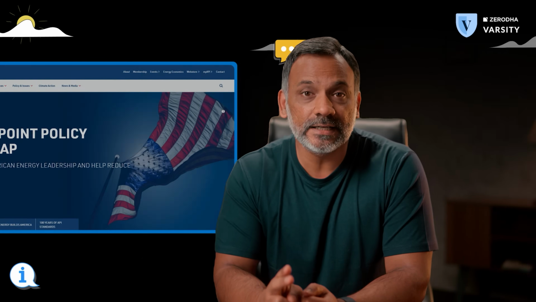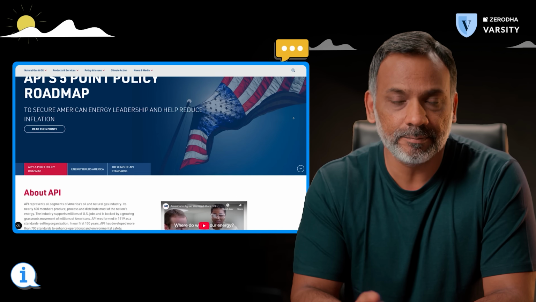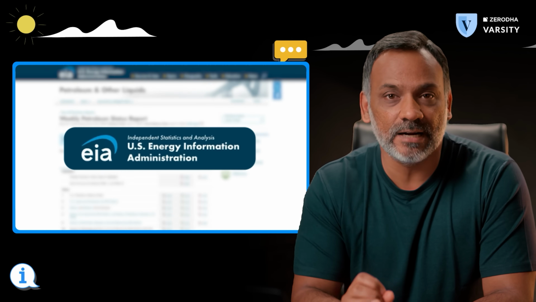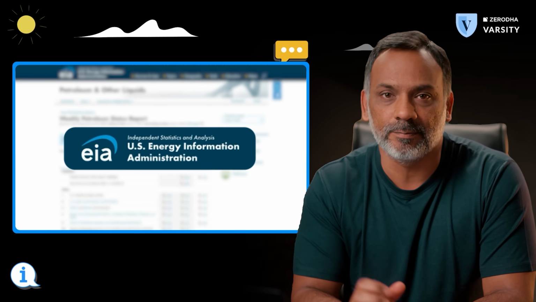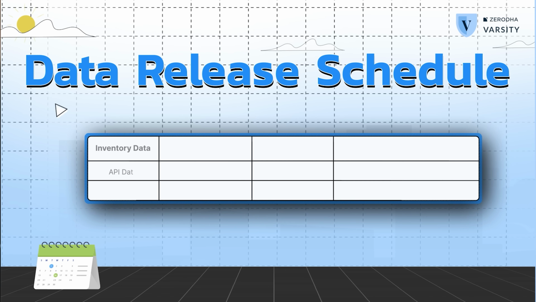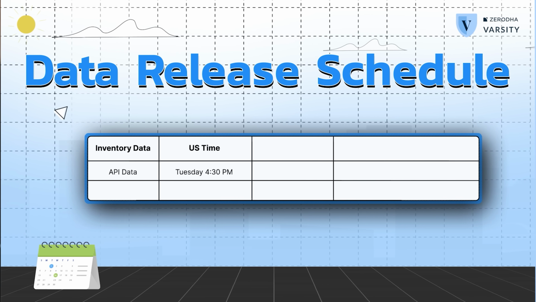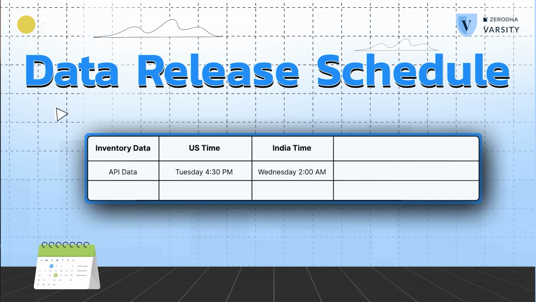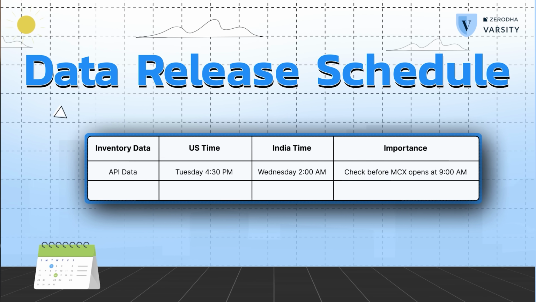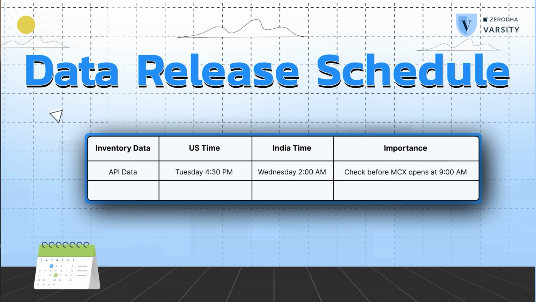There are two agencies that release the inventory data, the American Petroleum Institute called API and the Energy Information Administration, also called EIA. The release of inventory data by both these agencies falls on a Wednesday India time, and that's the reason why you will find a lot of volatility on crude oil futures on Wednesdays. API inventory data comes out on Tuesday 4:30 p.m. US time, which is roughly 2 a.m. Wednesday morning in India, which is well in advance before the 9 a.m. MCX crude oil market open.